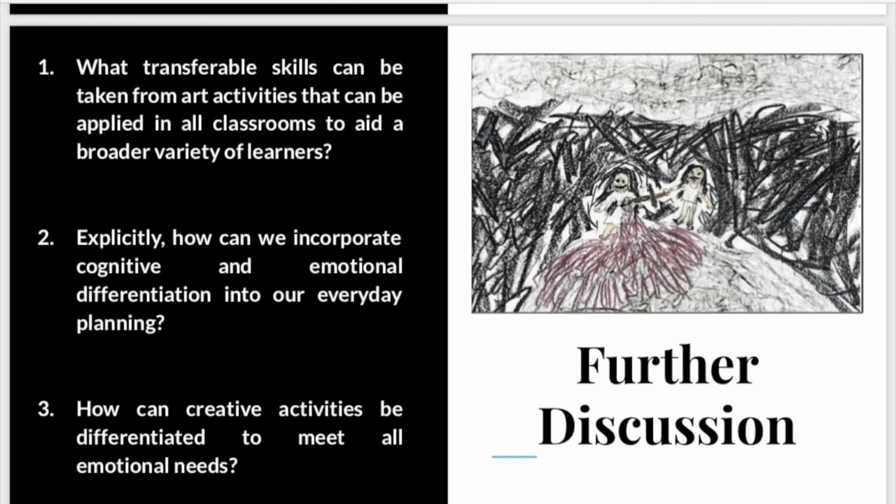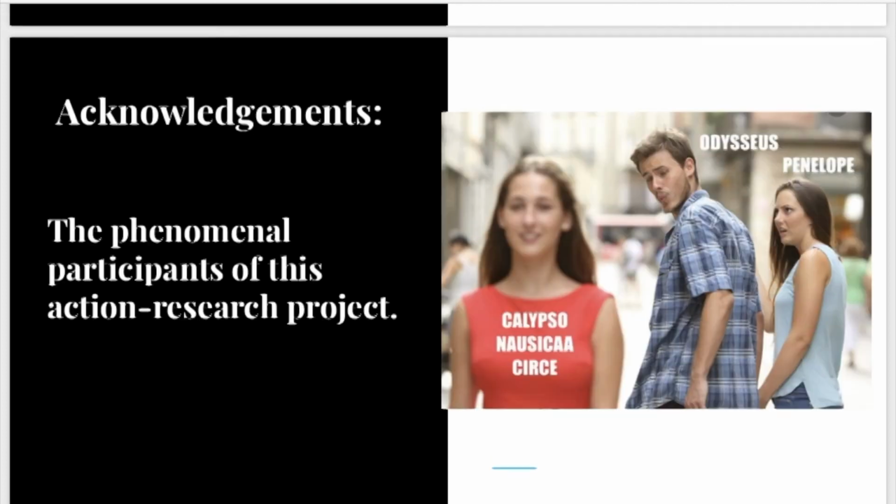Further points for discussion could include what transferable skills can be taken from art activities that can be applied in all classrooms to aid a broader variety of learners. Explicitly, how can we incorporate cognitive and emotional differentiation into our everyday planning? And finally, how can creative activities be differentiated to meet all emotional needs and capabilities?